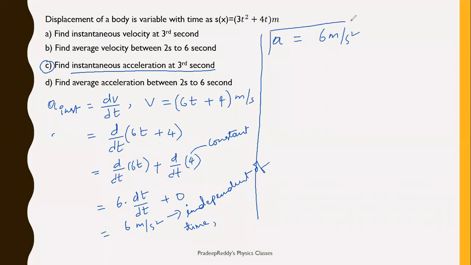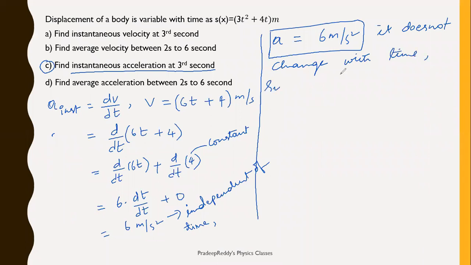This is a fixed value. It is not changing with respect to time. Such acceleration is called uniform acceleration. It is called uniform acceleration.